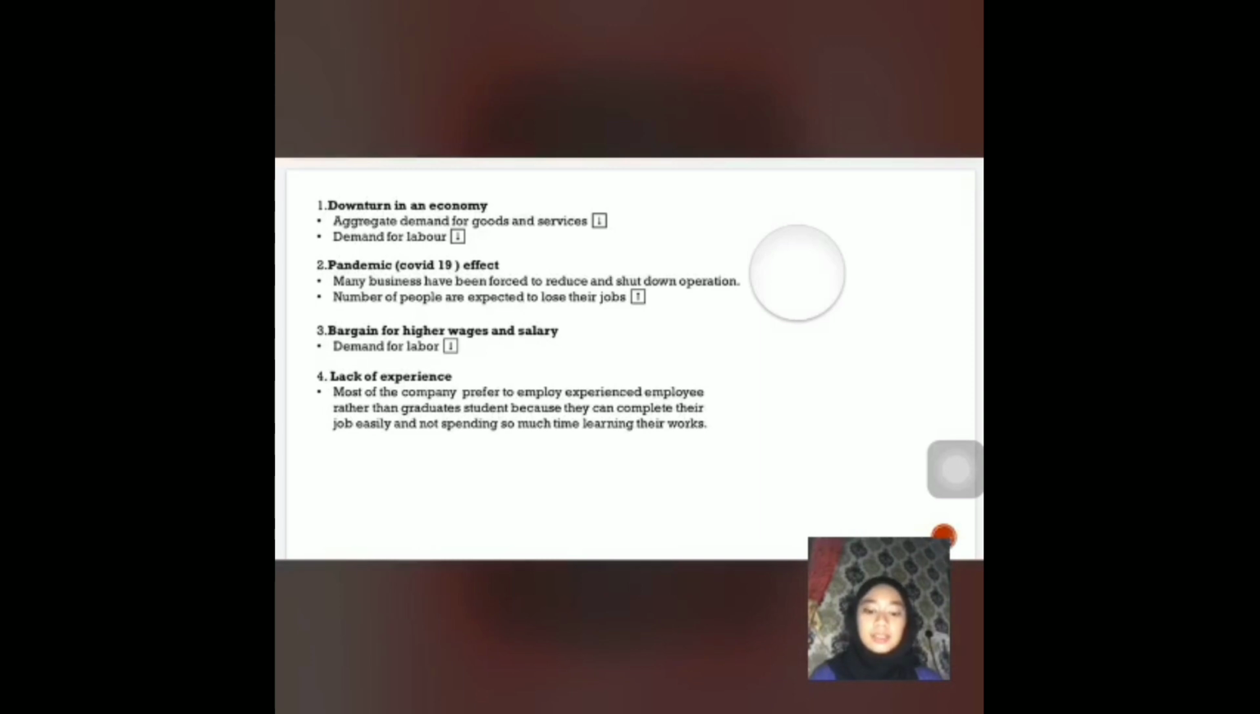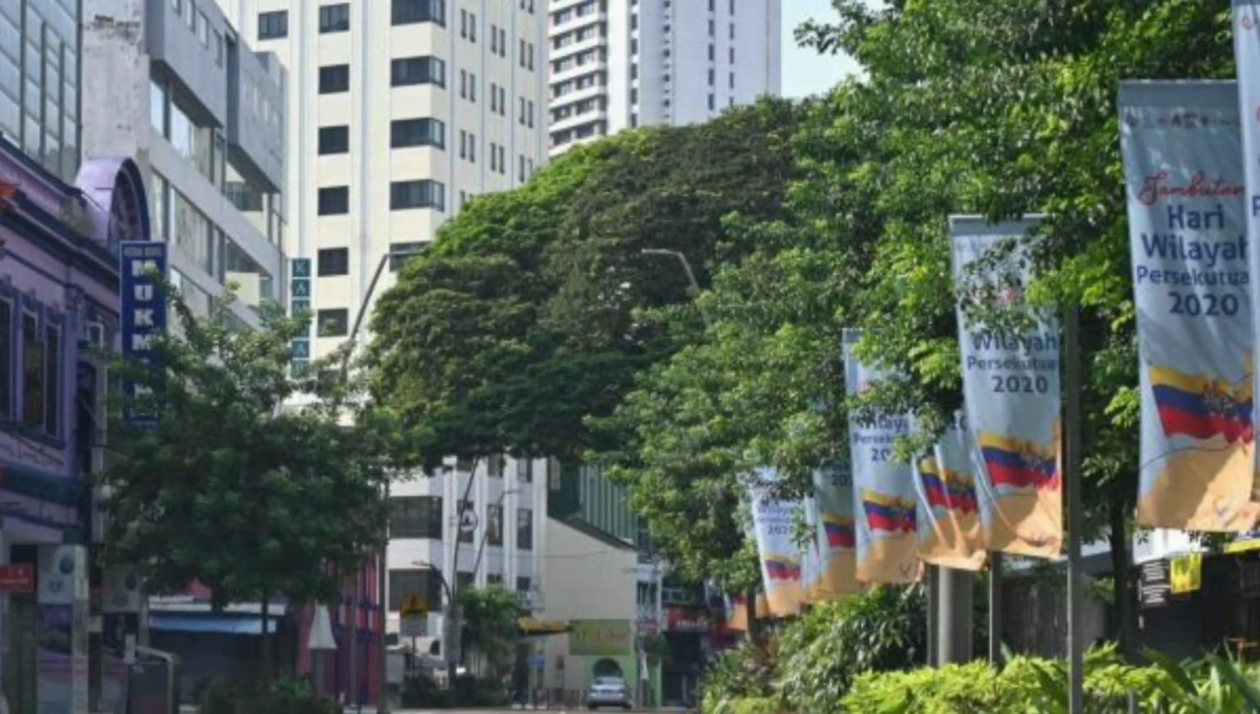The last reason, or the last cause, is a lack of experience. Most companies do not hire fresh graduates because they lack experience. Companies prefer to hire experienced workers rather than those without working experience because they can complete the jobs easily and will not spend so much time learning their work.